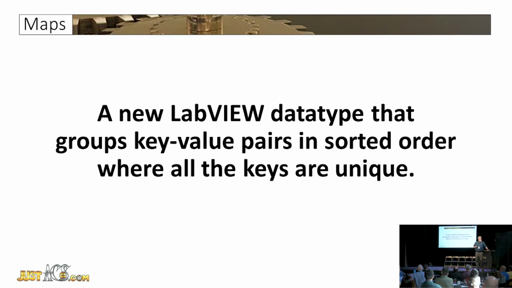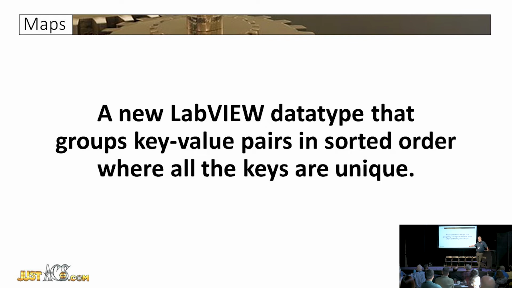A map is a new LabVIEW data type that groups key value pairs in sorted order where all the keys are unique, which sounds an awful lot like what we were doing with the variant attribute table. By the way, the act of putting them in sorted order and having LabVIEW do that work for us makes searching faster. One of the things about a variant attribute table is it searches faster than a regular array. And then we preserve that.